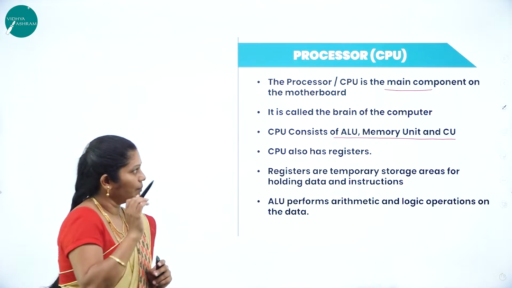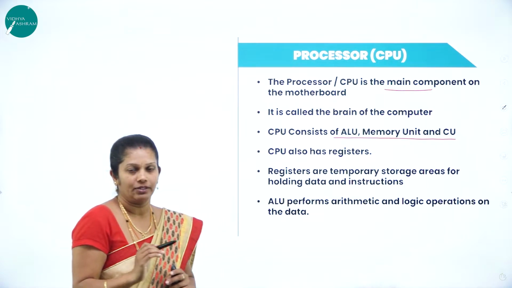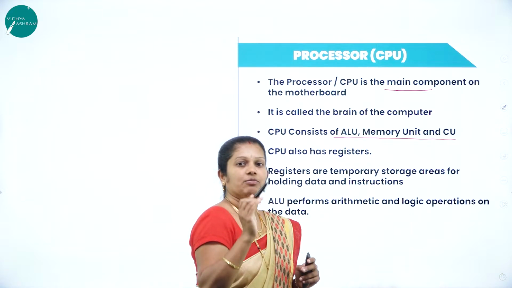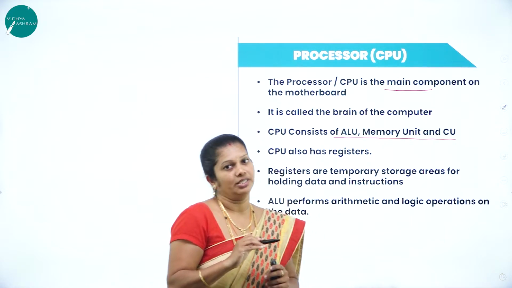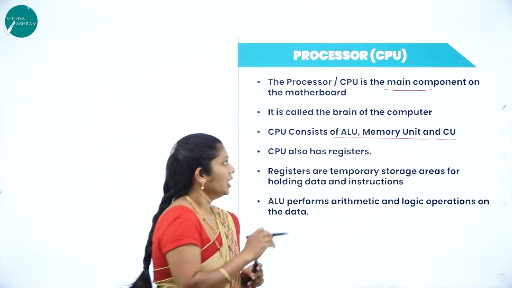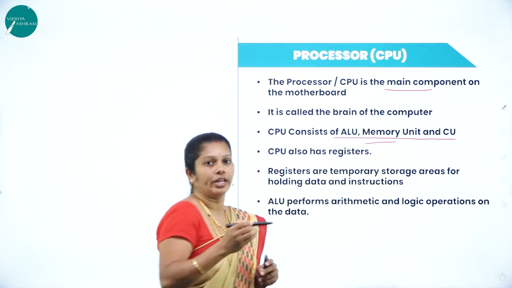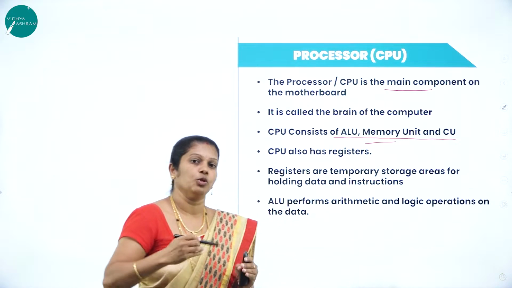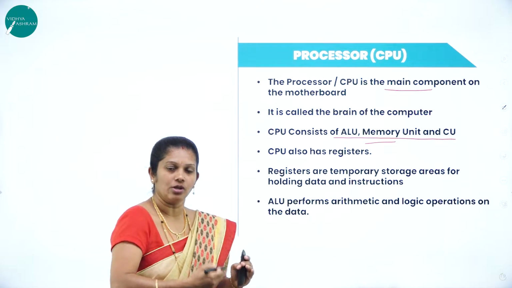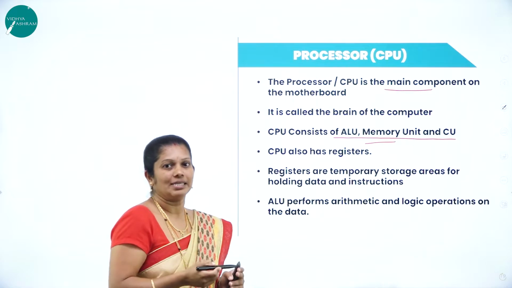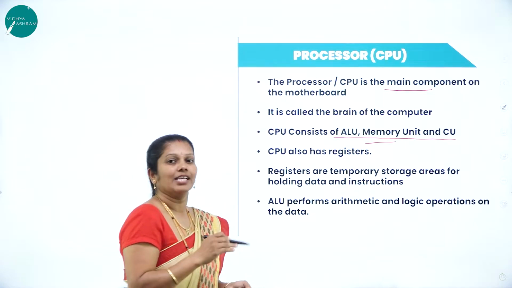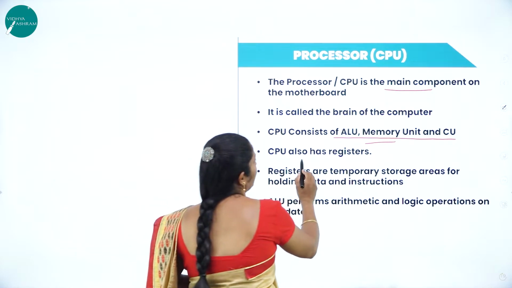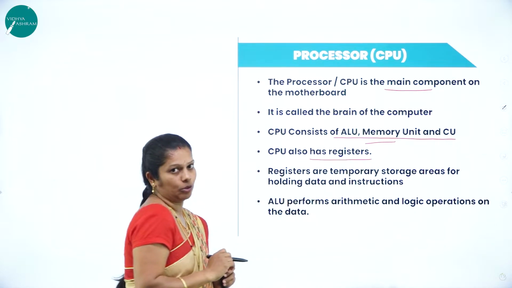Coming to the CPU, the major component is the arithmetic and logic unit, which helps to perform arithmetic operations, logical operations as well as relational operations. Then the memory unit is for storage purposes: it will store input data as well as output information, and after processing, whatever result it generates, that also it will store. Then the control unit, a major component of the CPU. The CPU also has registers.